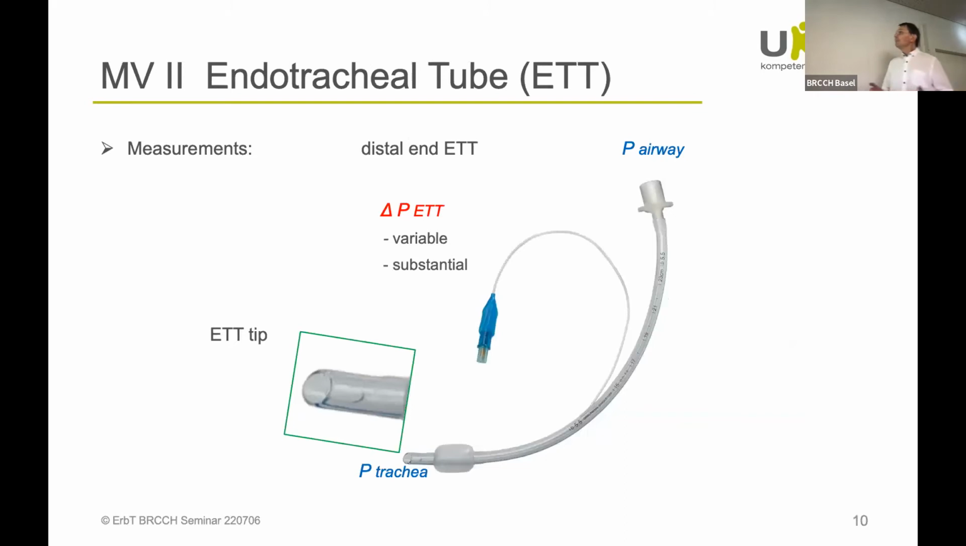Now, as mentioned before, the ventilator and the tubing is connected to the patient using an endotracheal tube. Usually, as mentioned already, we measure the pressure up in the airway. But always, when you use an endotracheal tube, you will have a pressure drop. That's variable, and it may be very substantial.